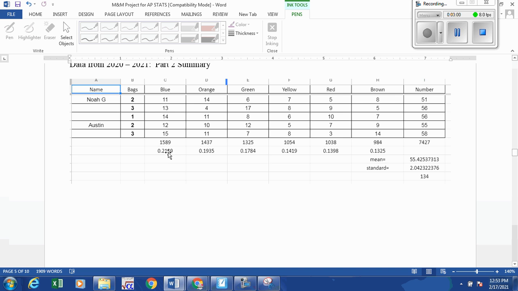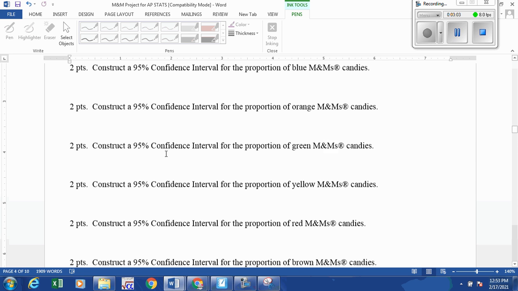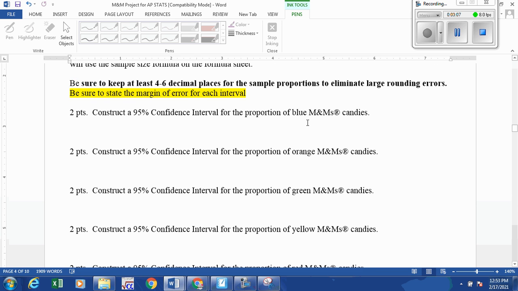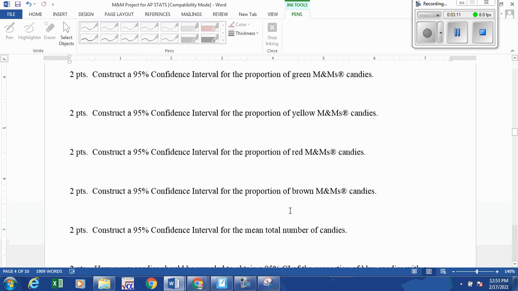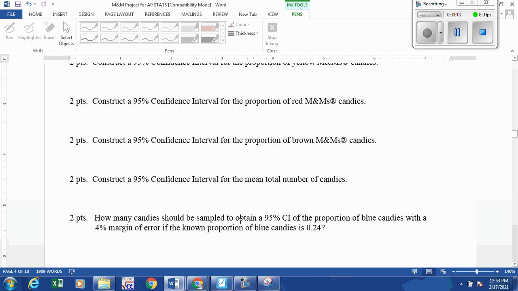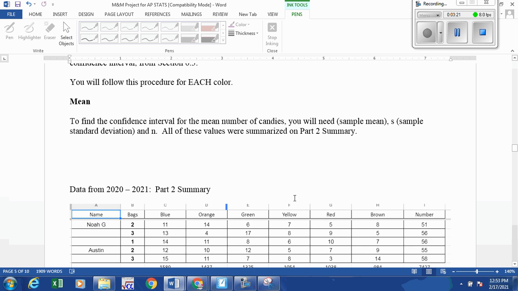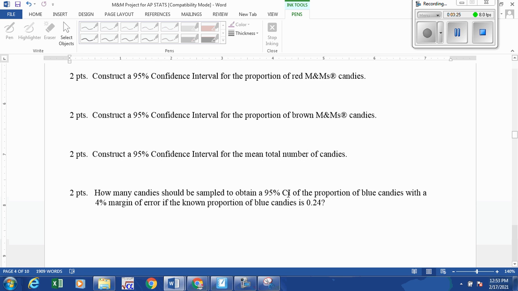And you use all that information, just like we did yesterday in 6.3, and you're going to construct a confidence interval for blue. Do the same thing for orange, same thing for green, same thing for yellow, same thing for red, same thing for brown, each one using the different p hat for each color. Okay. Your n doesn't change, but your p hat and your q hat changes for all of your colors. So all of your errors will be different and so forth.